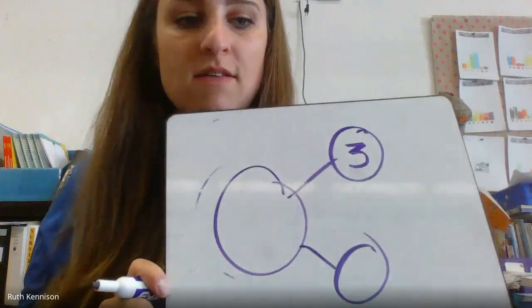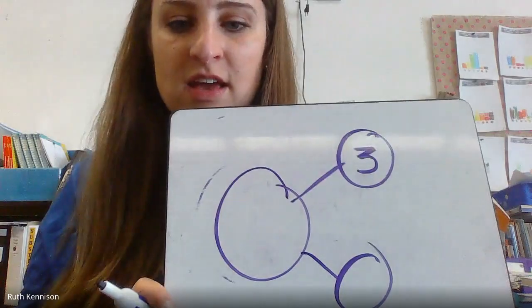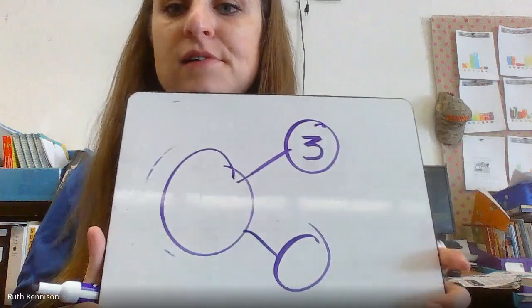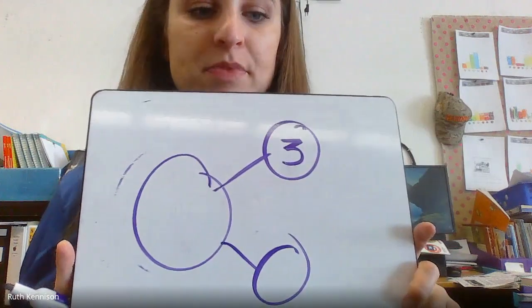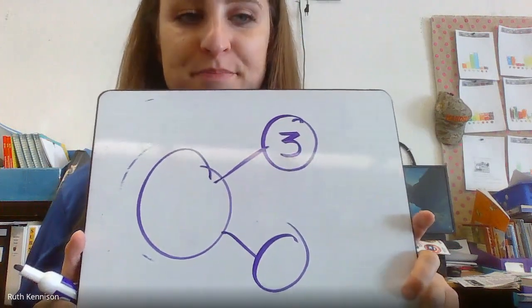So I love that I see lots of raised hands. I don't know where Owen went. Owen ran away. All right, Elizabeth.